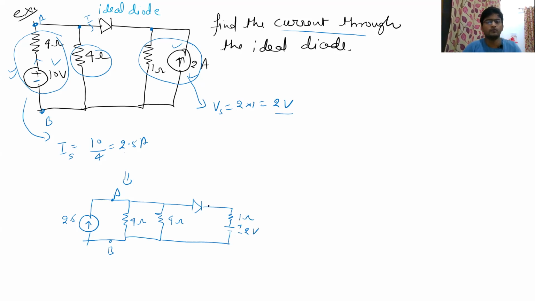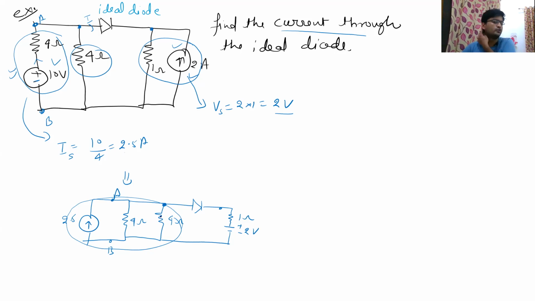So now we know that there is a 2 volt here on the N side of this diode. To get the voltage here, we must again convert this whole thing into a voltage source. So before converting this, we have to merge these two 4 ohm resistances into one. And what will be the value of two 4 ohm resistances in parallel? In parallel combination, they will come out to be 2 ohm.